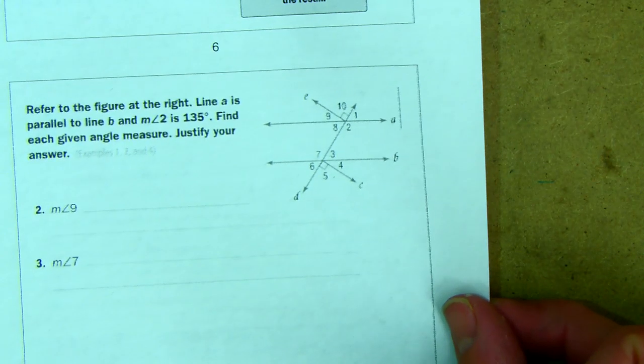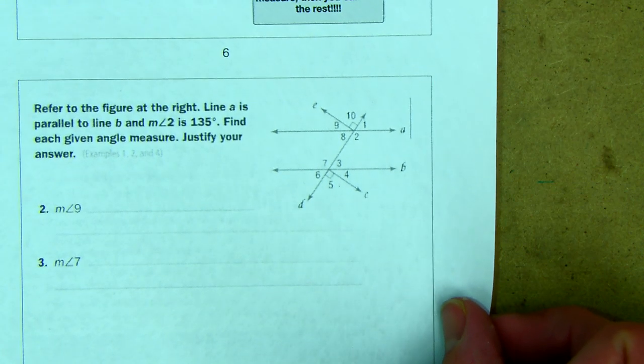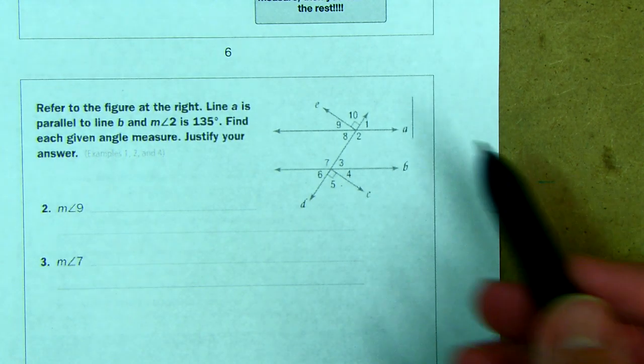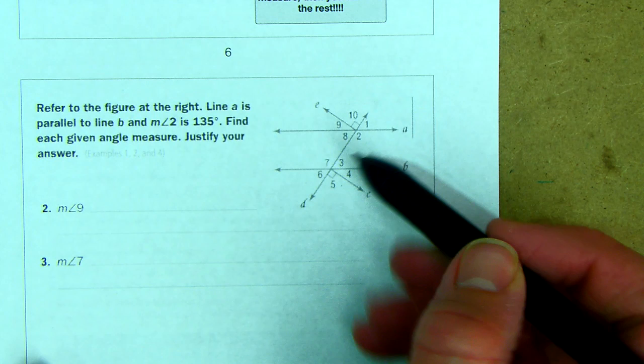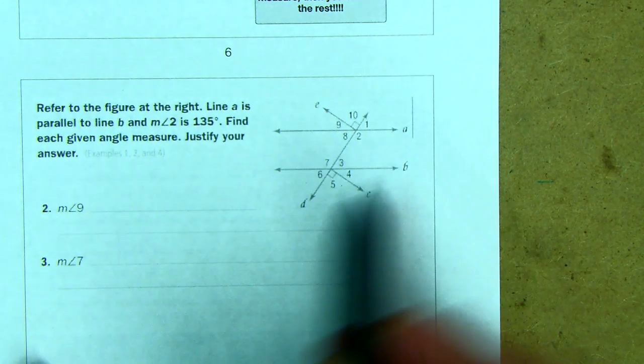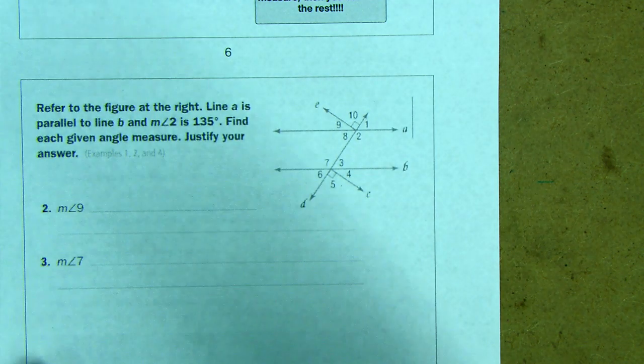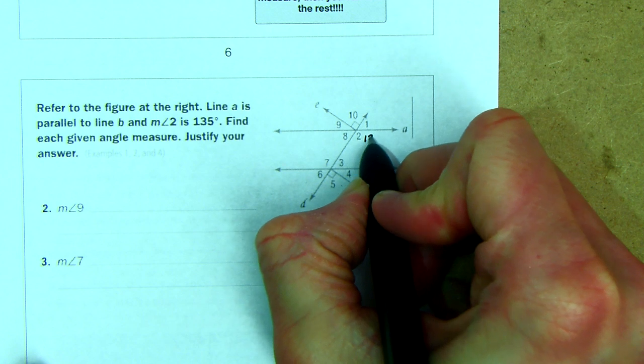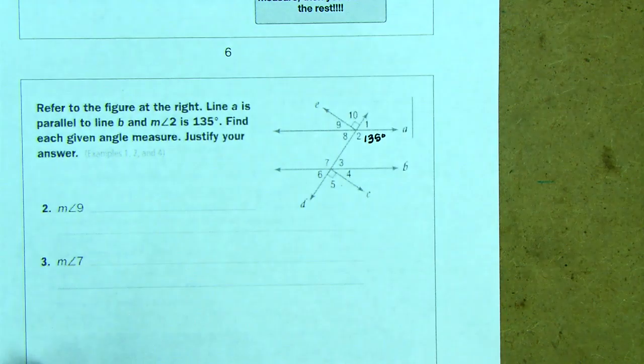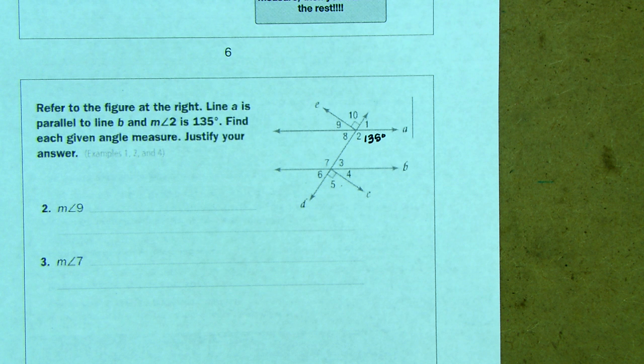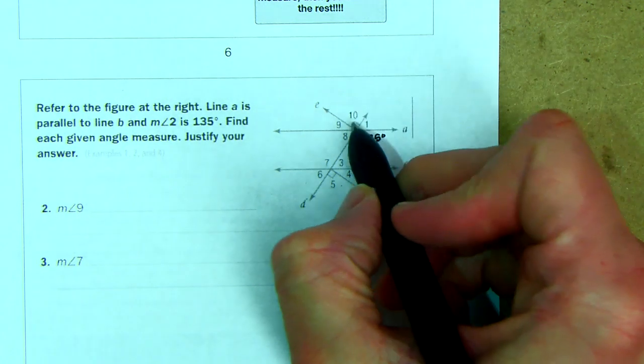Okay, here's a super complicated looking picture, but you'll know that A and B are parallel. These two lines are parallel. They give us angle 2, so I'm going to put in 135 because that's what angle 2 is. Find each given angle measure and justify your answer. All right, so the measure of angle 9. Do we see where angle 9 is? Okay, angle 9 is right here.